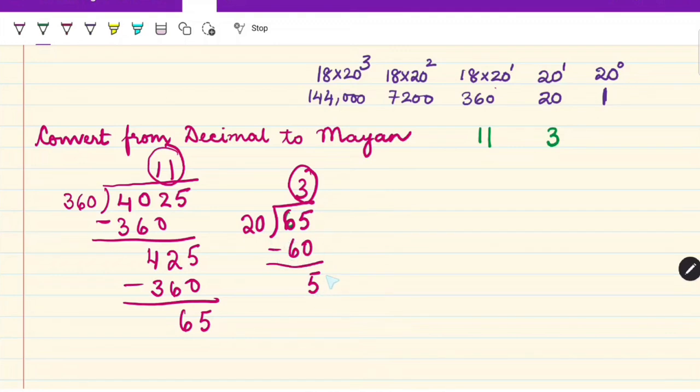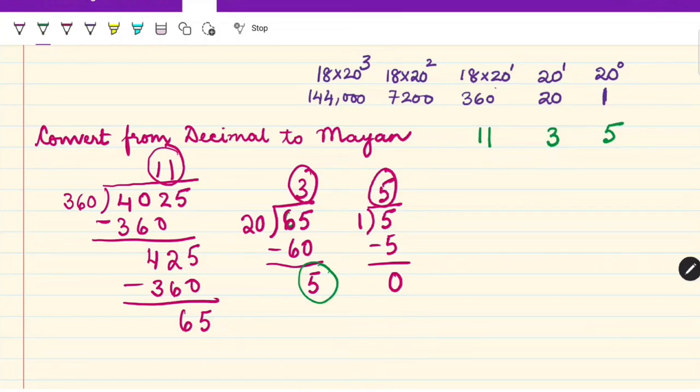Now we have to do one more division with the remainder 5. The next lower positional value is 1. So we'll divide 5 by 1, and the quotient will be 5 and the remainder is 0. Again, I'm going to take the quotient 5 and write it below the corresponding positional value of 1.